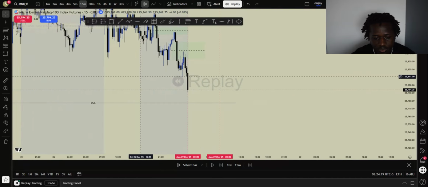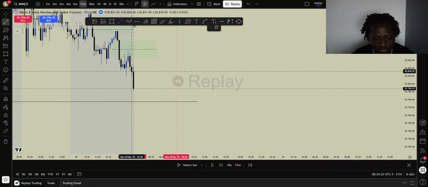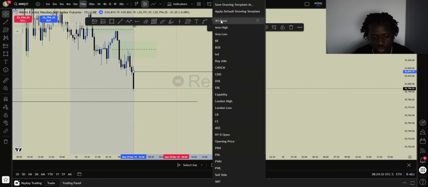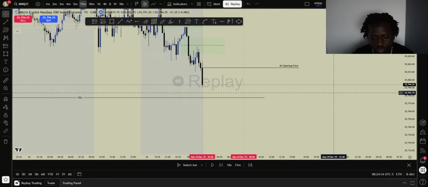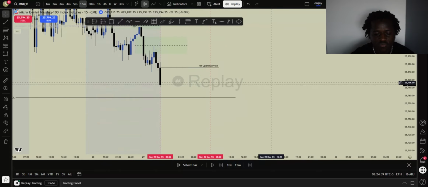I will mark out the 4-hour opening price. You would see that here is the level that the 4-hour candle opens, right? So this is the 4-hour opening price. We'll mark it out like this, and put 4-hour open right here. Let's bring this closer. This is the 4-hour opening price.